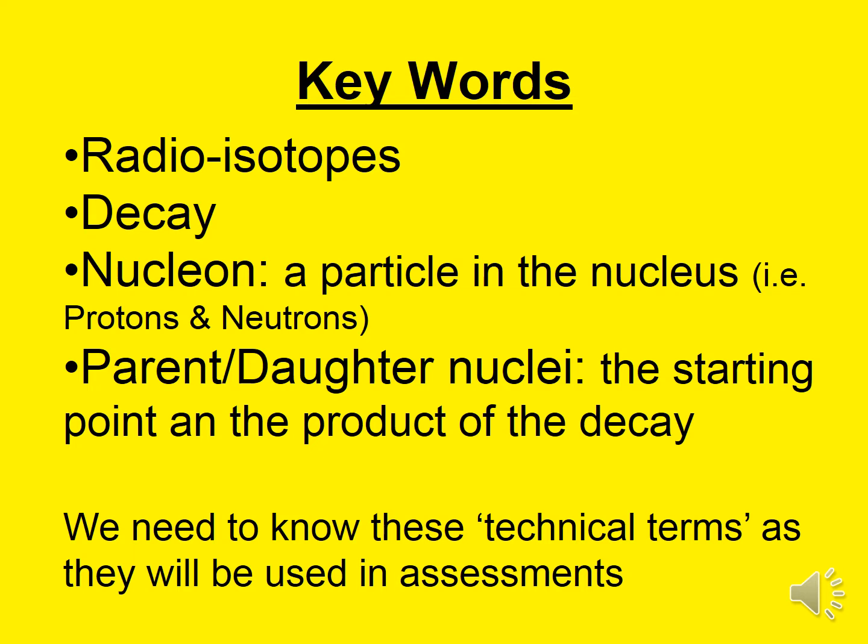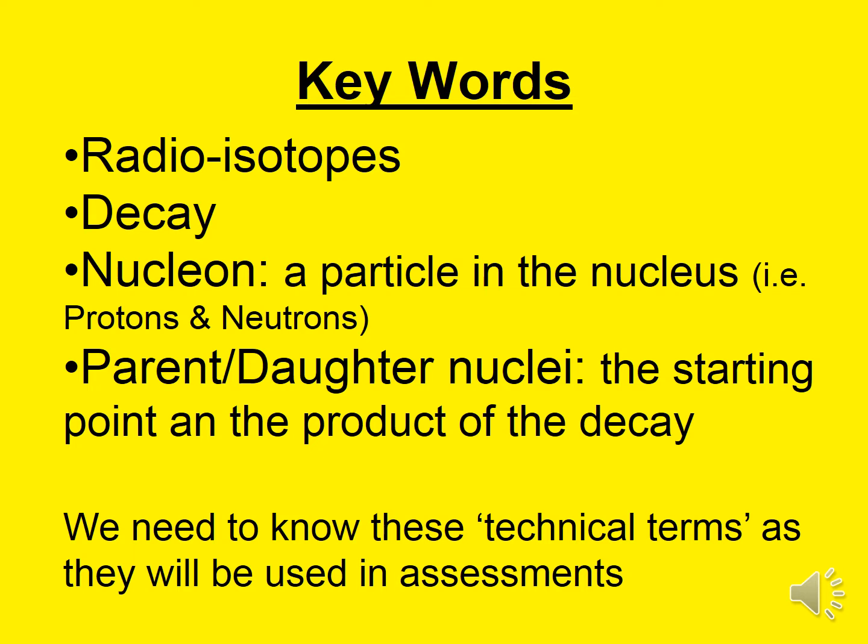Decay, as in with teeth, is the breakdown of something into smaller particles. A nucleon is probably a new word for us, but that refers to a particle in the nucleus. So it's got to be either a proton or a neutron. And when we're talking about decay, we talk about parent and daughter nuclei. We start with the parent, and the product of it is known as the daughter. I'm not sure about the gender assignation of that, but that's how it is. We start with the parent and then we end up with the daughter nucleus, and those are the things we're going to be calculating later on in this session.